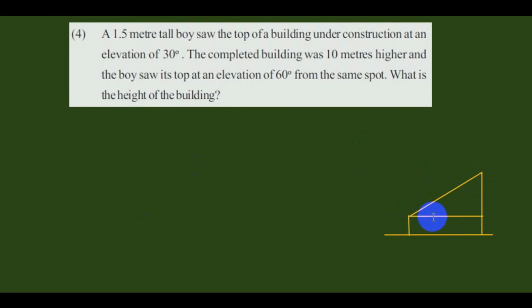Okay, now this one is the angle of elevation. It is set, that is 30 degrees. The building is now under construction. The construction is going on. Then when the building work is completed by lifting 10 more meters, it will be like that. Okay, 10 more meters. That means this much distance is now 10 meters. From the same spot, the boy observes the top of the completed building at an angle of elevation 60 degrees. This much angle is 60 degrees. It is set in the question.